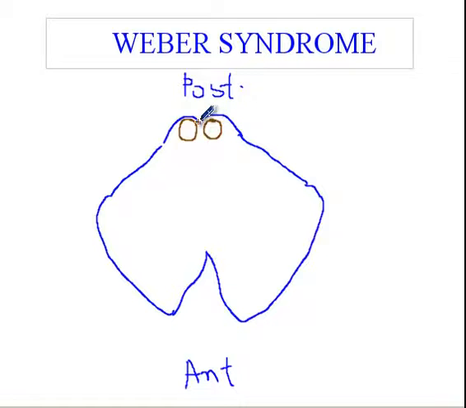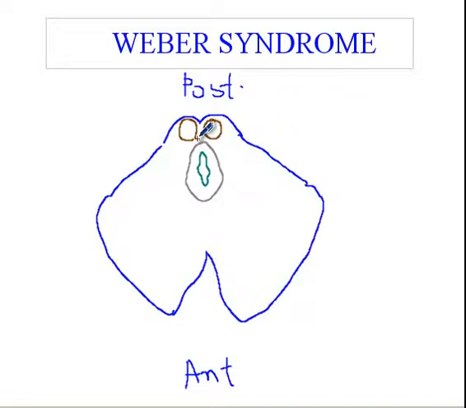Then we have the aqueduct of Sylvius, somewhere around here. Let's say this is the aqueduct of Sylvius. Then you have the periaqueductal gray matter. Periaqueductal means around the aqueduct, so if this is the aqueduct of Sylvius, the periaqueductal gray matter is somewhere in here.